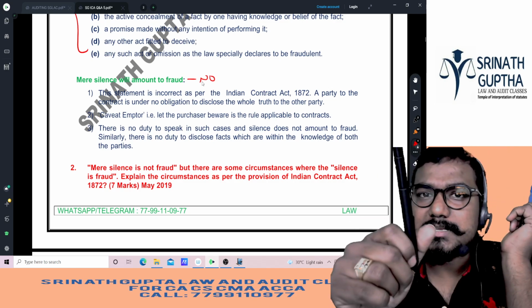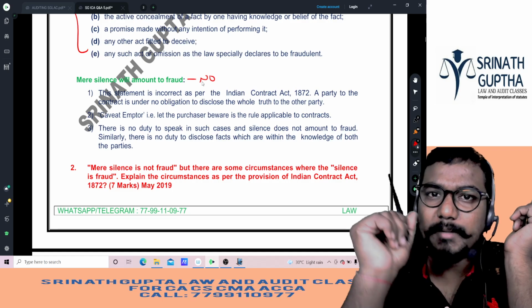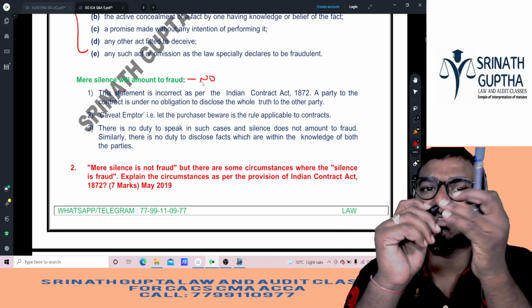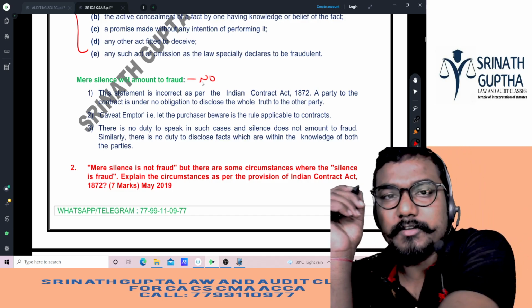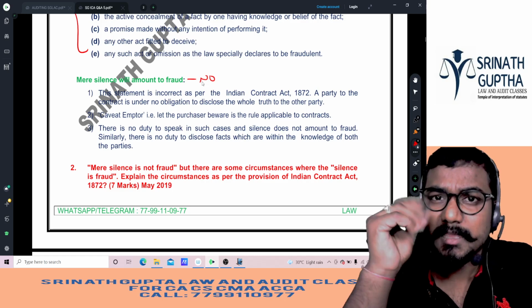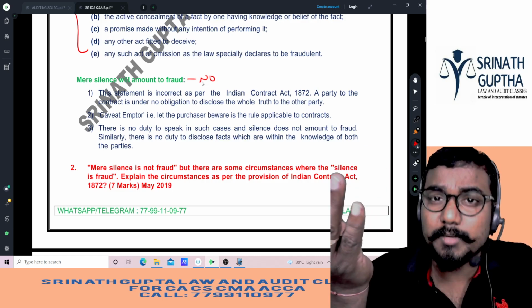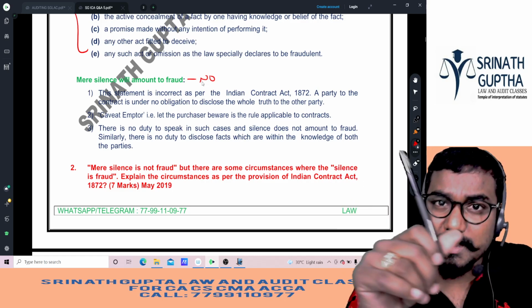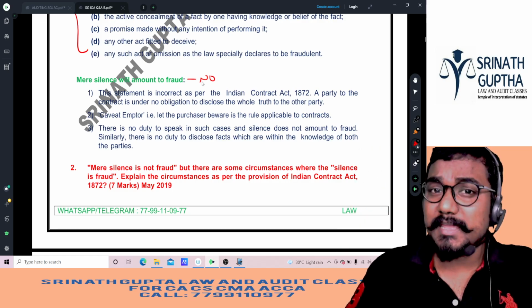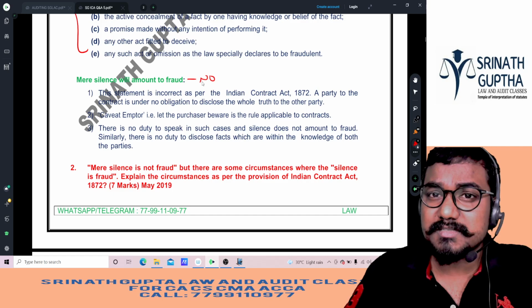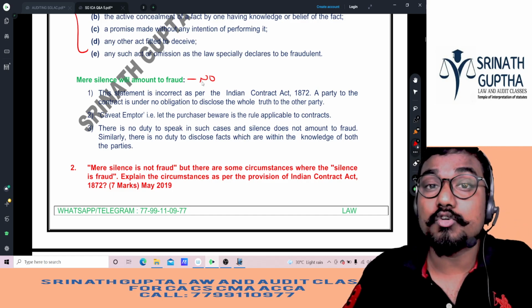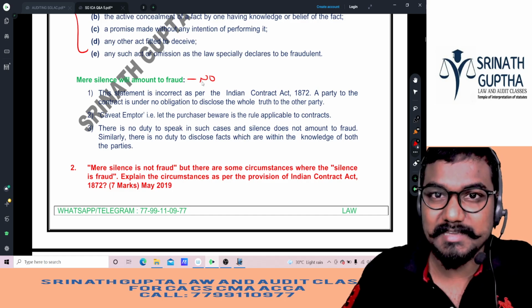Why, beta? Because there is a defect in this pen. After working for 5 days, it will not work. Being a seller, whether I will inform the buyer, don't take it because after 3 days it will not work? I will not say that generally. So being a seller, I need not disclose the defects in the goods, and moreover, it is a duty of the buyer to choose the goods which will satisfy his requirements.